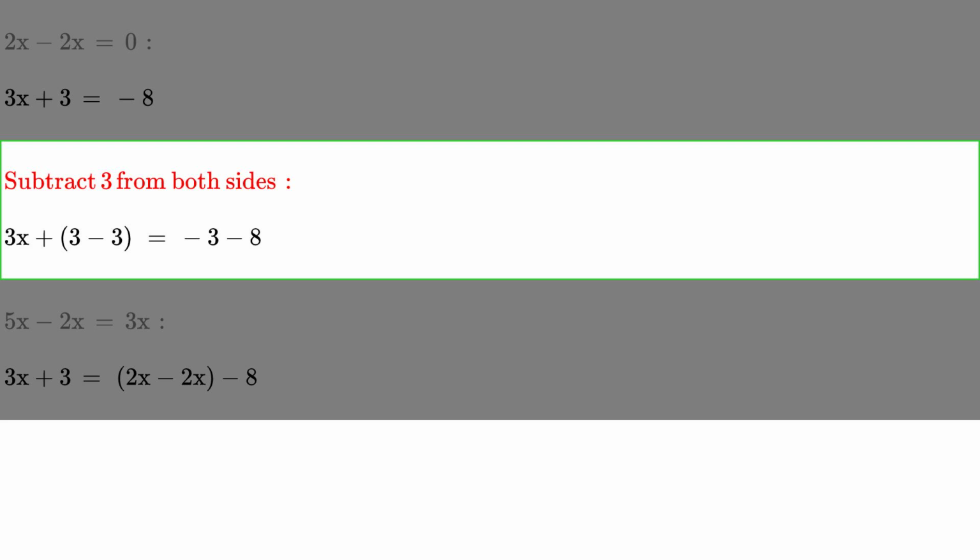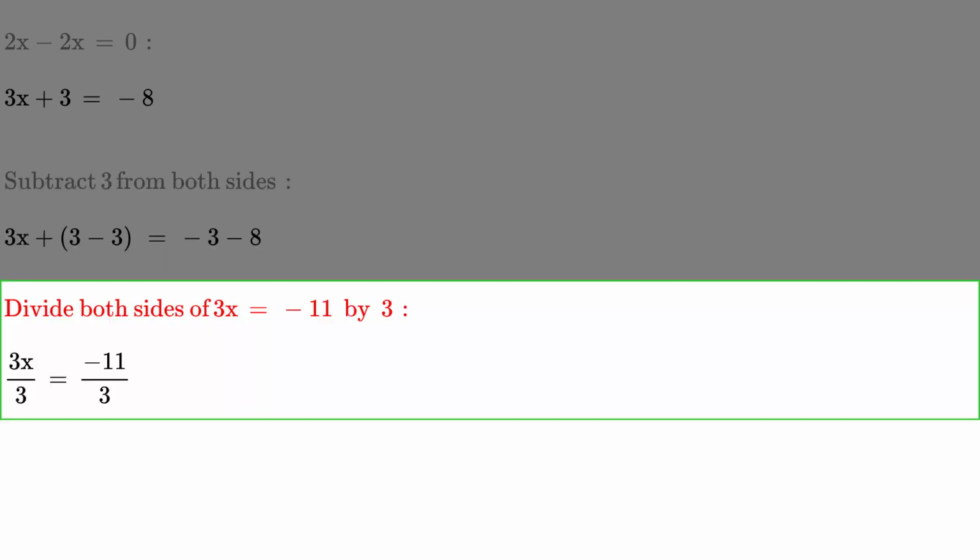Subtract 3 from both sides. This gives you 3 times x plus 3 minus 3 equals negative 3 minus 8. So 3 times x equals negative 11.